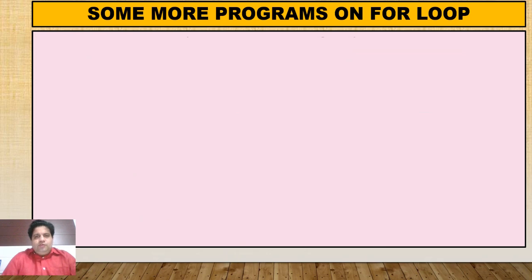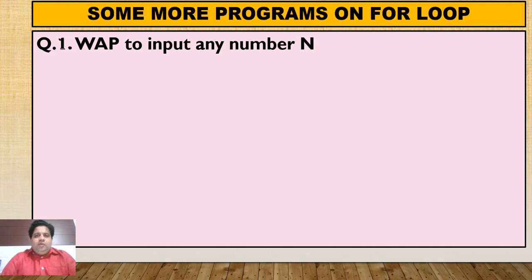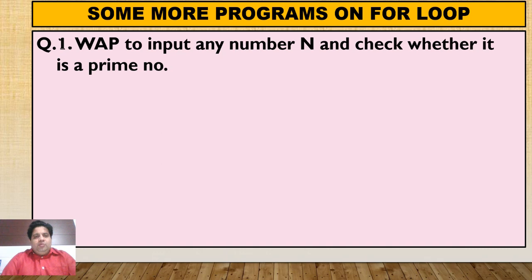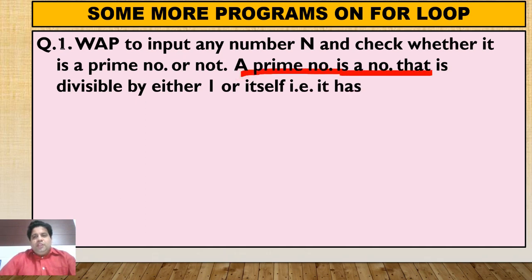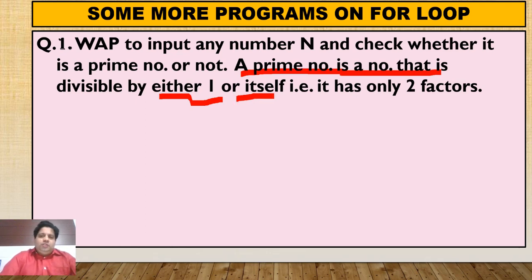Some programs on for loop. Now if I ask you to write a program to input any number n and check whether it is a prime number or not. Now you know what is a prime number. A prime number is a number that is divisible either by 1 or itself. You all know prime number can only be divided by 1 or itself. It means, in other words, it has only two factors.